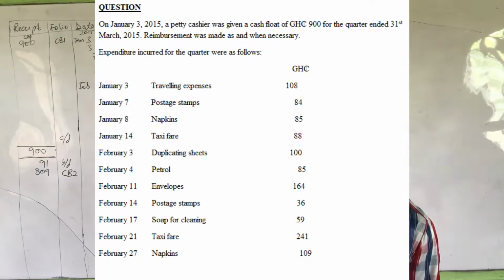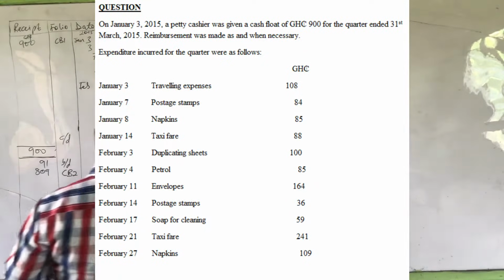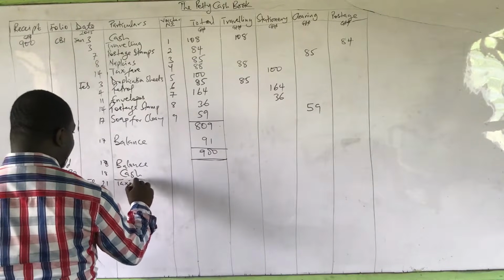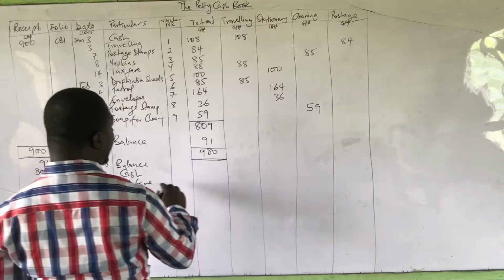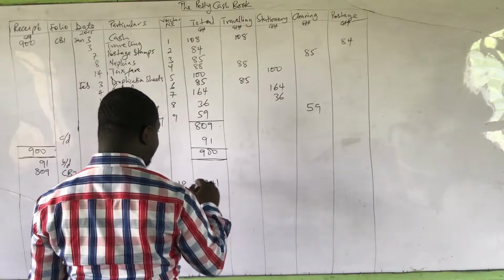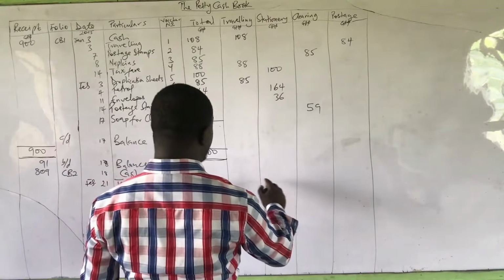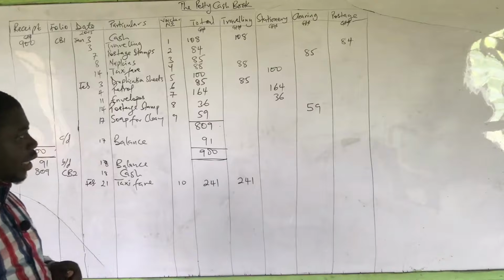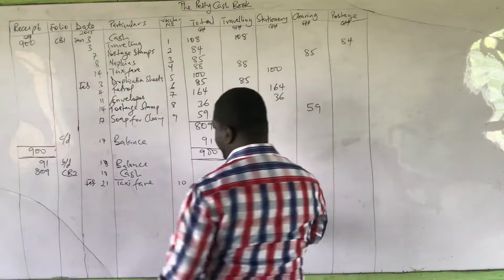February 21st, taxi fare of 241. So 21st of February, we made payment for taxi. So taxi fare, under the voucher number 10, under the total we have 241, and then it will be extended to traveling, 241. That is the meaning. Now let me also draw attention to something.